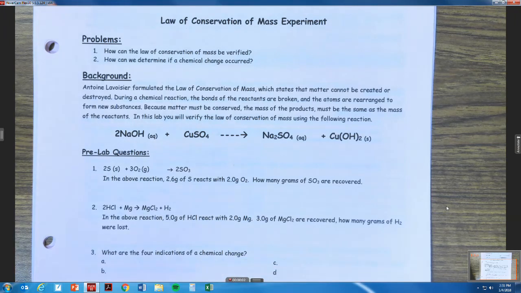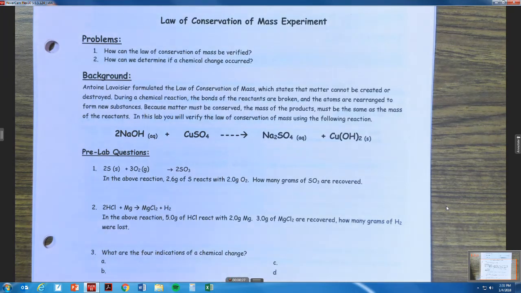Hey guys, so really quickly today I'm just going to go over the law of conservation of mass. Basically, I'm just going to go over the background and then the pre-lab questions, and then that's it for the conservation of mass. Okay, so the background: Antoine Lavoisier formulated the law of conservation of mass, which states that matter cannot be created or destroyed.